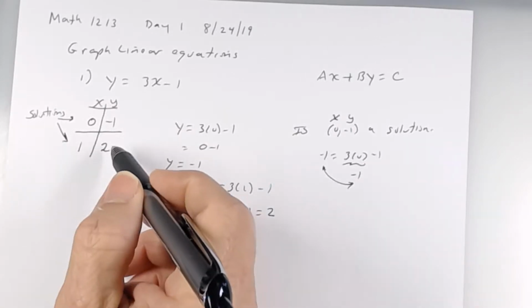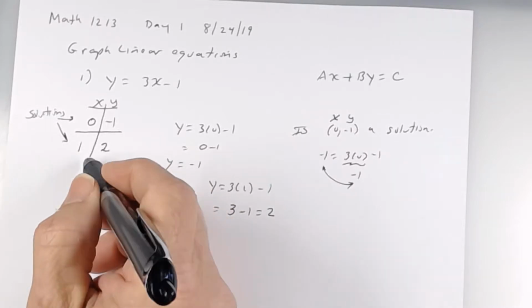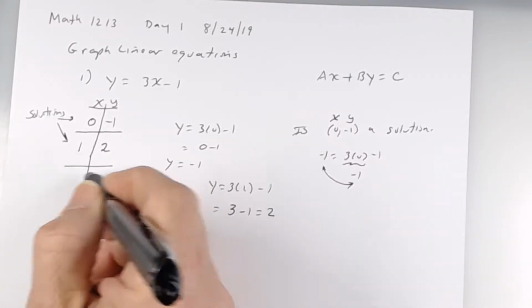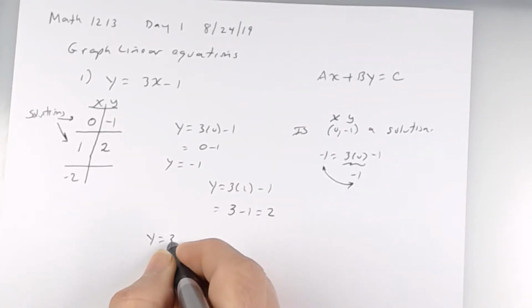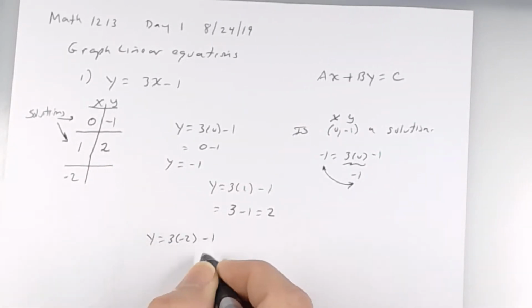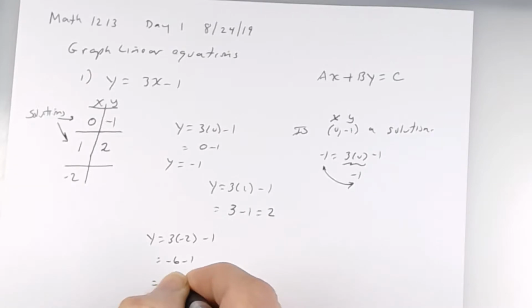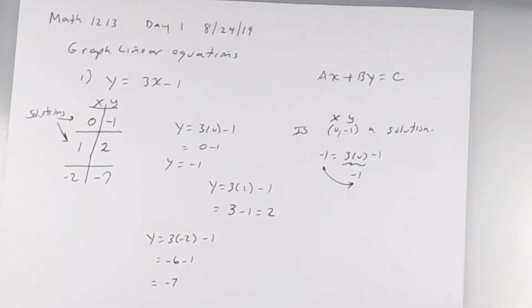All right, now I could have made an error at one of these. So let's use another point. Give me another value for x. Give me a negative value. Negative 2. Okay, so if x is negative 2, I get y equals 3 times negative 2 minus 1. What's 3 times negative 2? Negative 6. Negative 6 minus 1 is negative 7. All right, so these are all solutions.